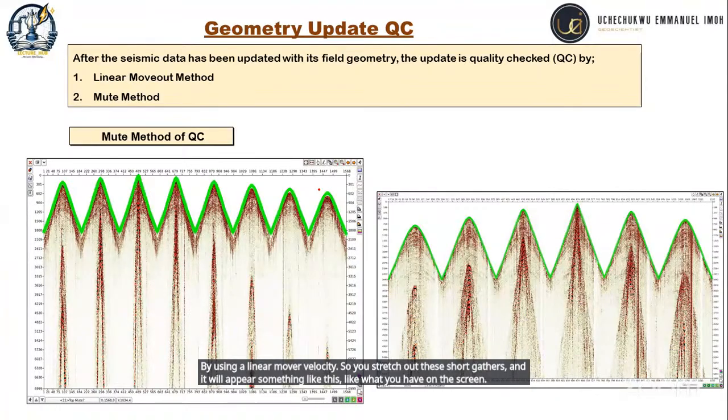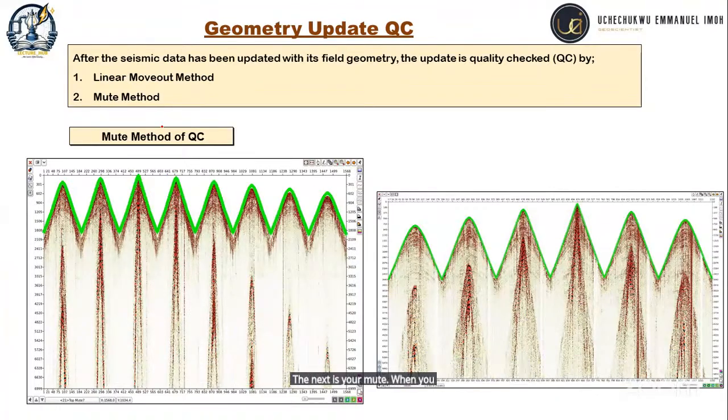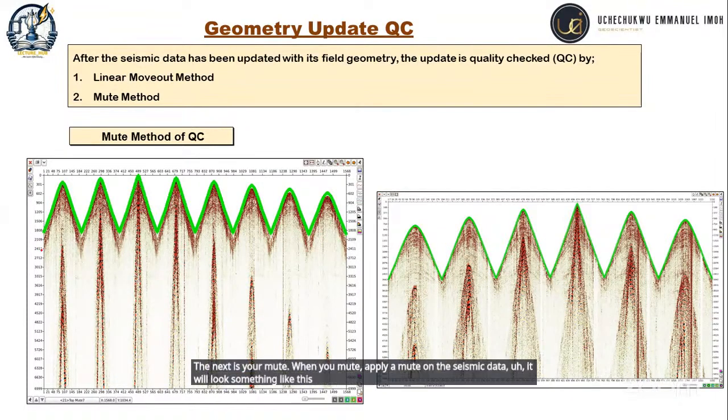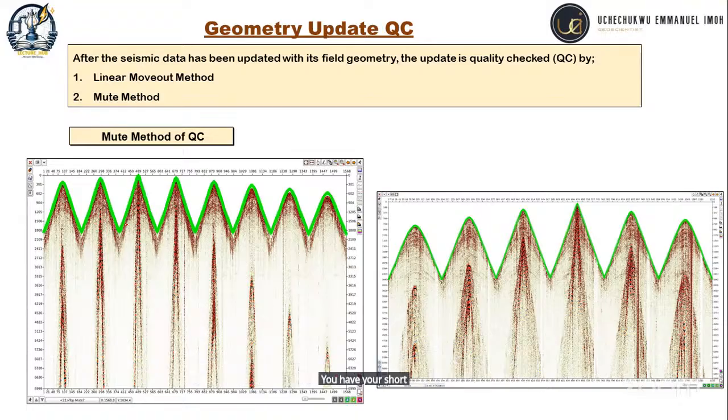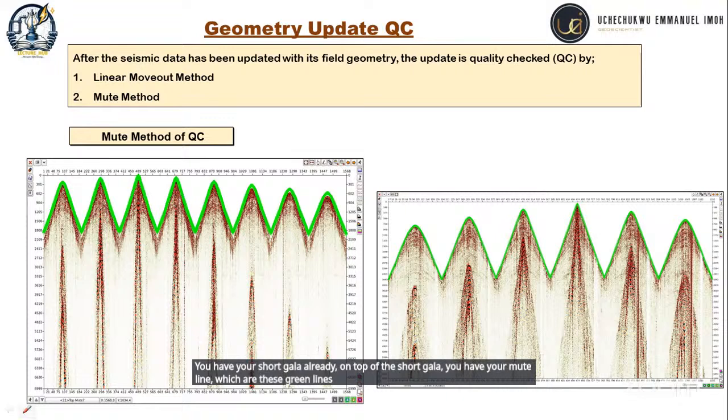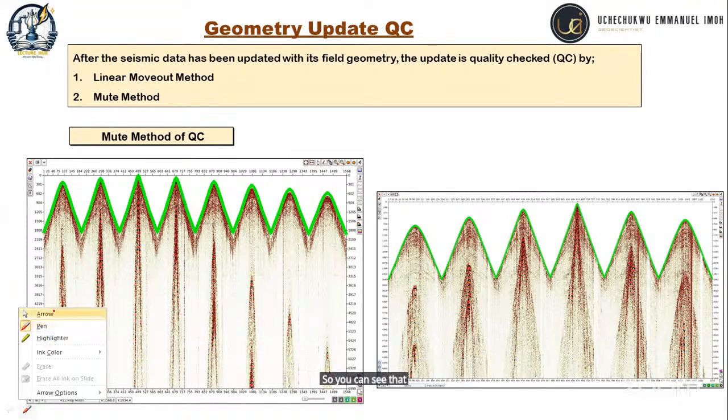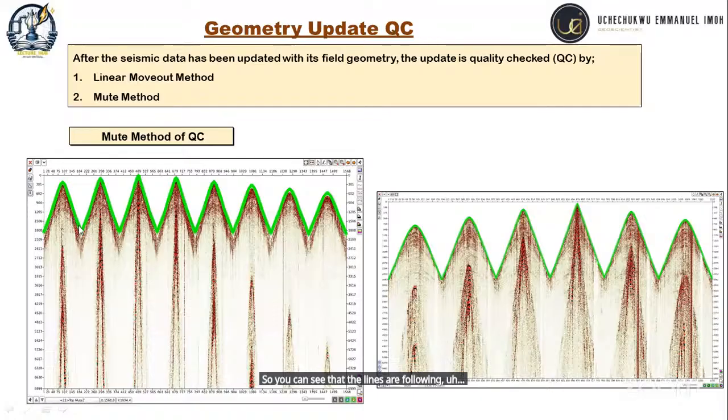The next is your mute. When you apply a mute on the seismic data, it will look something like this as well. You have your shot gather already. On top of the shot gather, you have your mute line, which are these green lines that are showing. So you can see that the lines are in alignment with the shot gathers, okay? You'll see they are following the trend of the shot gathers. So if there is an error with your geometry update, the mute line will not follow this trend.